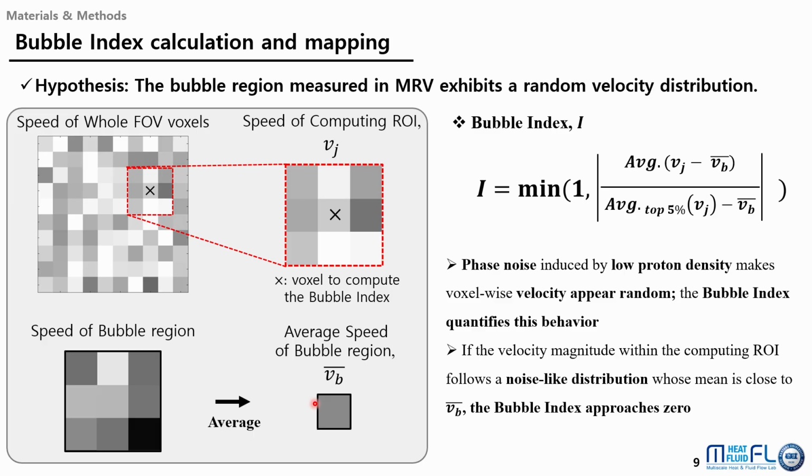And then the difference is normalized using the top 5% of speeds in the ROI so that the index ranges from 0 to 1, and values above 1 are clipped. So if the velocity magnitude within the computing ROI follows a noise-like distribution whose mean is close to the bubble velocity, then the bubble index approaches 0.